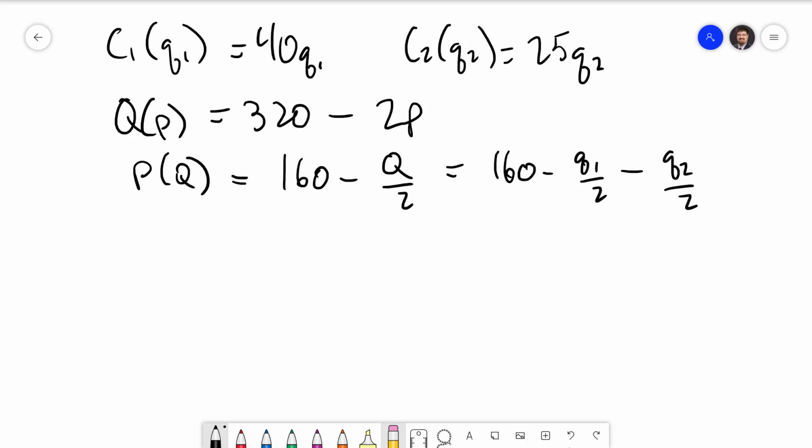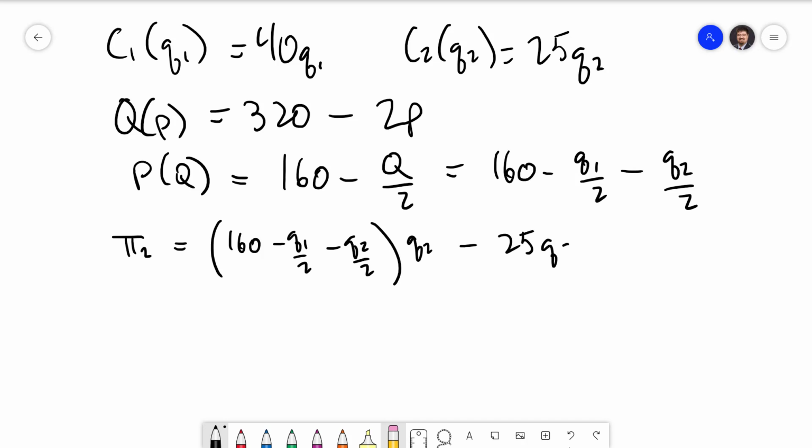We're going to go through things just like we did before when we had equal cost functions. Since firm 1's cost function is exactly the same as the cost function that we used 2 videos ago, I am not going to go through that again. I'm just going to do firm 2's. So first we set up the profit function. We have price times quantity for the total revenue. Price is 160 minus Q1 over 2 minus Q2 over 2, given by our inverse demand function, times the quantity of Q2 minus the total cost of 25 Q2.